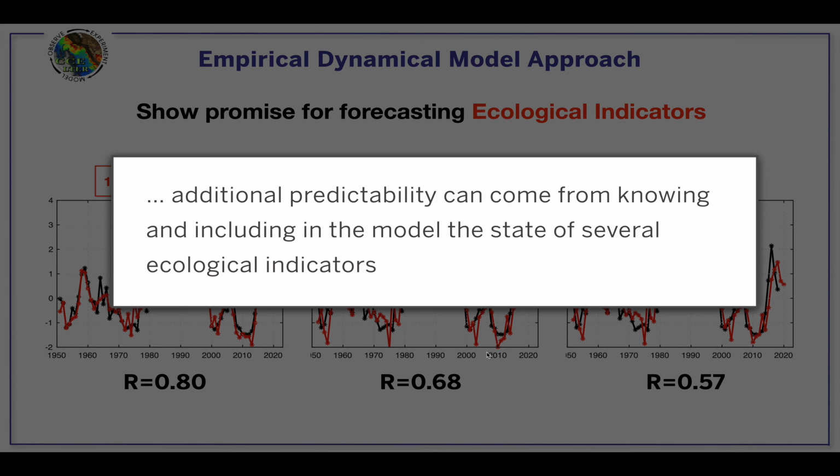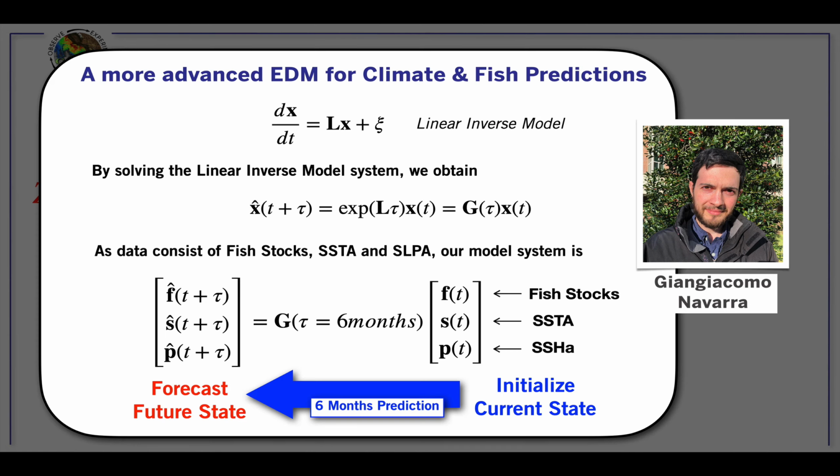However, when we think of an ecosystem, additional predictability can also come from knowing and including in the model the state of several ecological indicators, right? We have essentially an ecosystem. So here is an example of a more advanced empirical dynamical model for climate and fish predictions that was developed using a simple linear inverse model, and this is work by Giangiacomo Navarra.